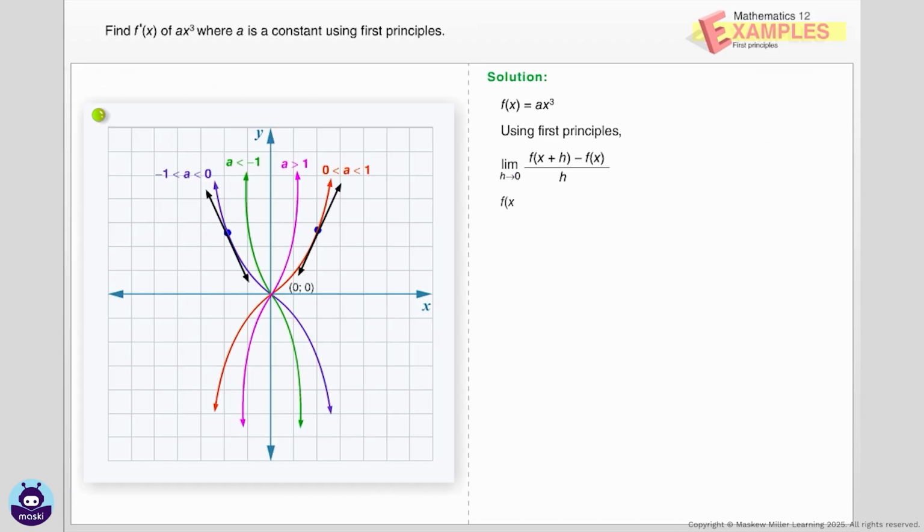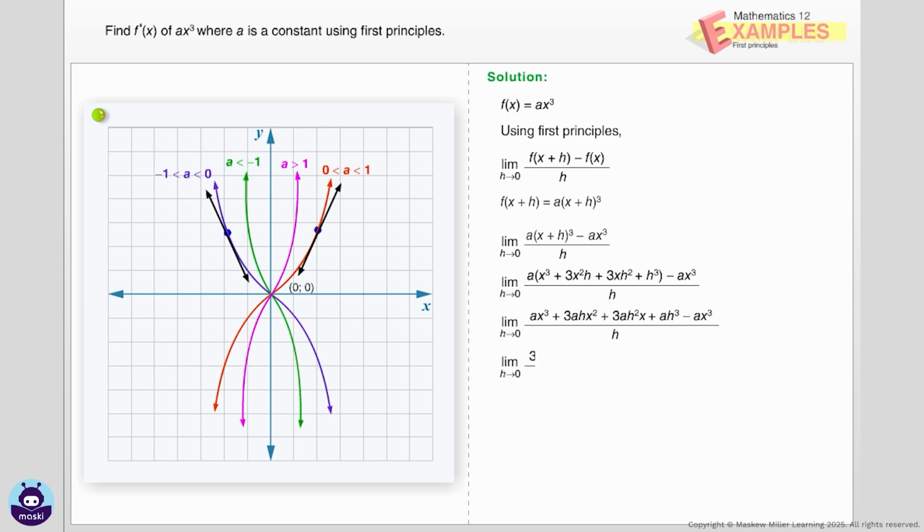we know that f(x + h) = a(x + h)³. Substituting the values, we get, expanding the cubic term, we get, multiplying out the brackets, we get, taking out the common factor h, dividing the numerator and denominator by h, provided h does not equal 0, we get, therefore f'(x) equals 3ax².